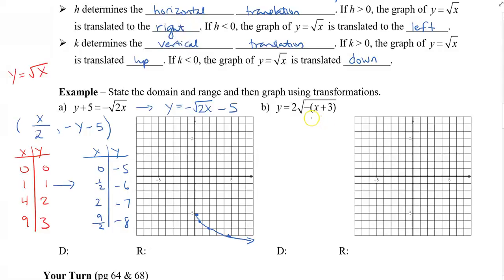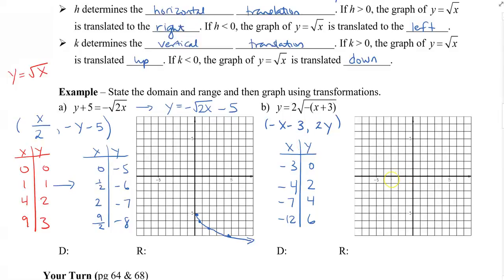So here we can see that we have only the 2 that's affecting the y and the negative and the plus 3 that affects the x. So my mapping notation would be negative x and then take away 3 to move it left, and all my y values will be multiplied by 2. I'm going to use the same table that I had from before, this red one here. So I'm going to plug all these red numbers, the x values, into the first part. So I get negative 3, negative 4, negative 7, and negative 12. My y values, I'm going to plug in 0, 1, 2, and 3. So I get 0, 2, 4, and 6.